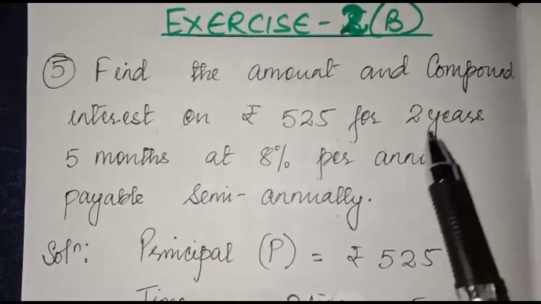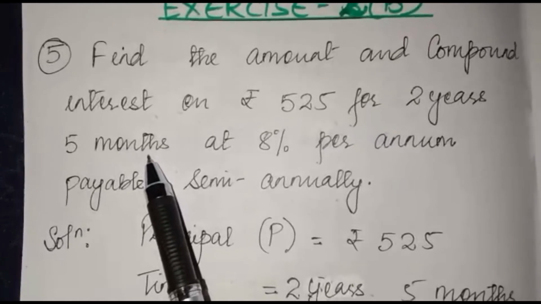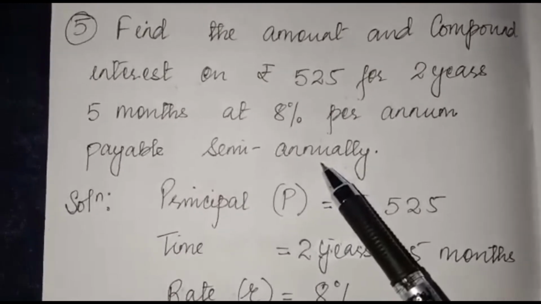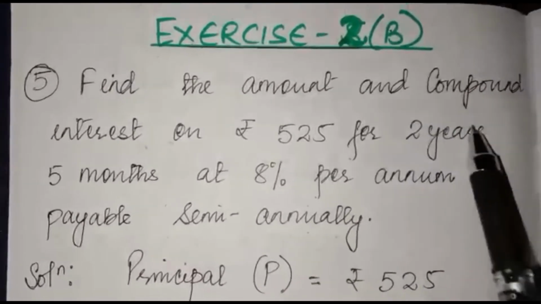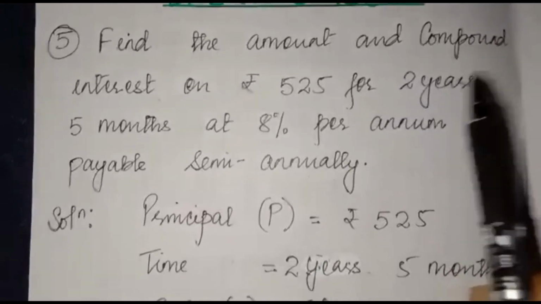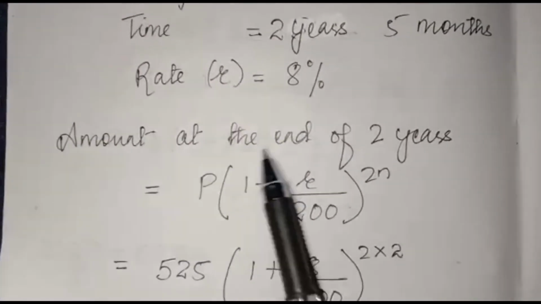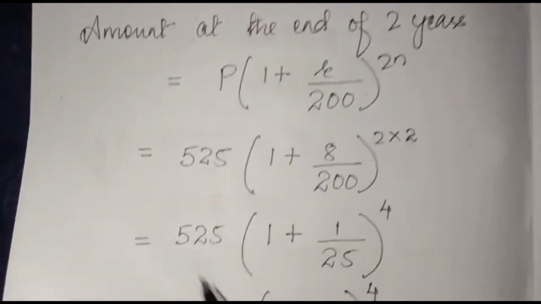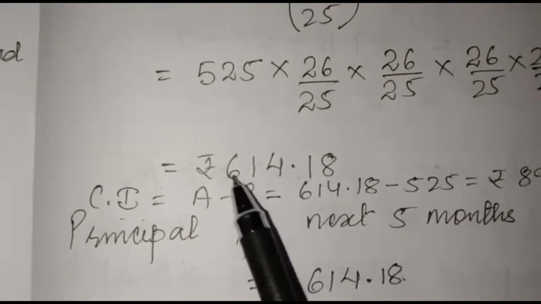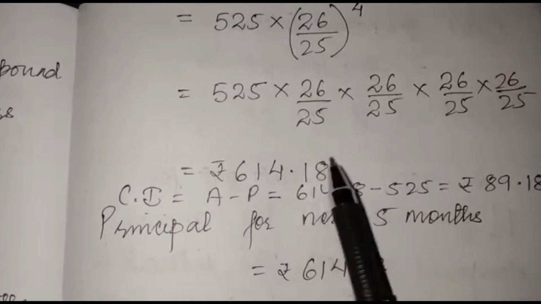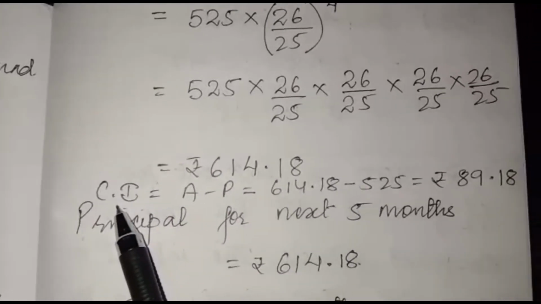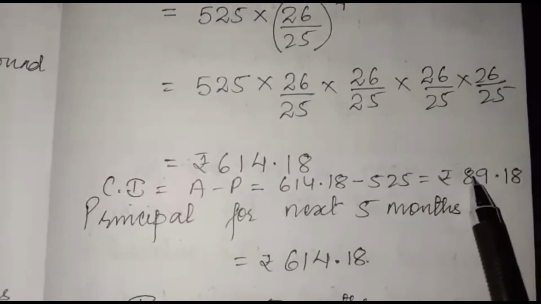You are depositing that money for 2 years and 5 months, and the interest is calculated semi-annually, which means interest is calculated after every 6 months. So first we will find only the amount for 2 years. The amount at the end of 2 years: you have to use this formula because in the question it is given semi-annually. On solving this, you will get 614.18. So this is the amount at the end of 2 years. Now we will find compound interest at the end of 2 years, amount minus principal, which is 89 rupees 18 paise.